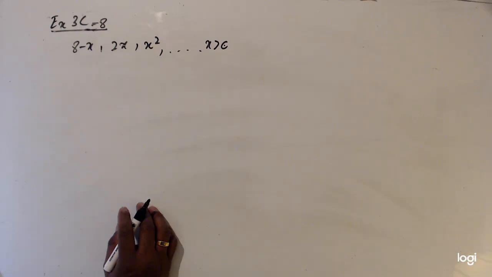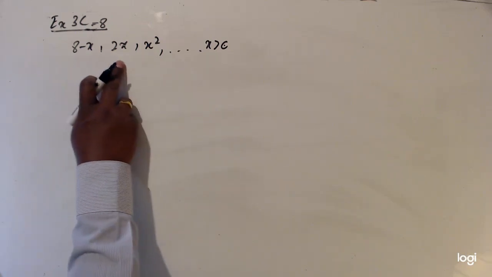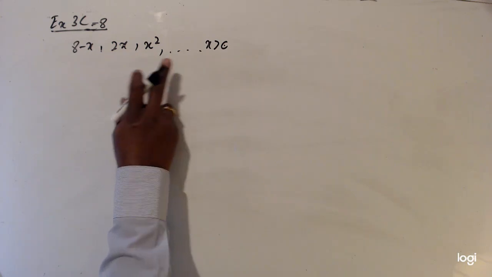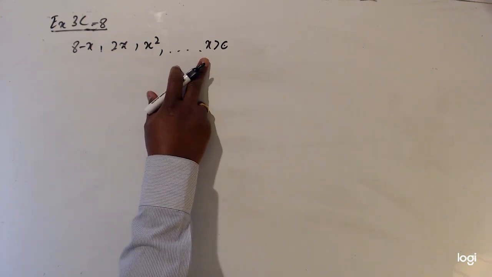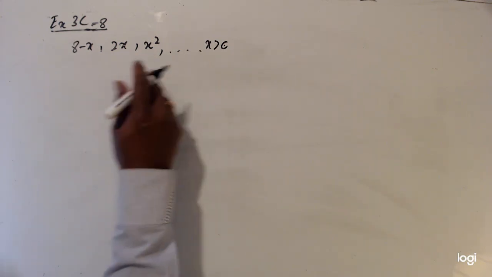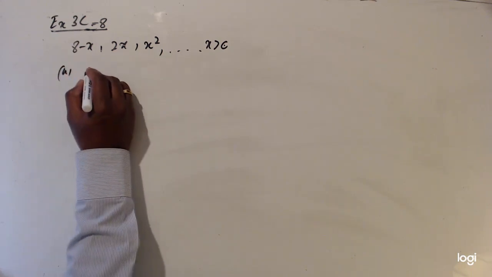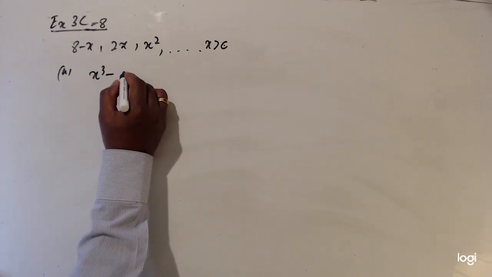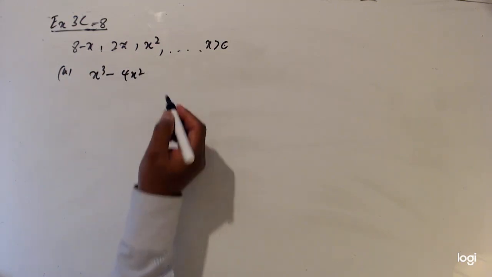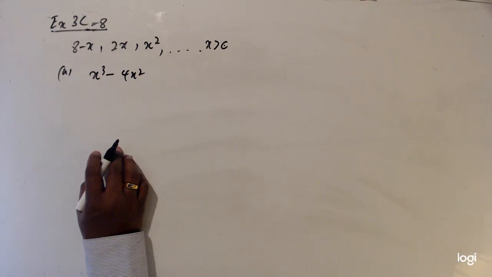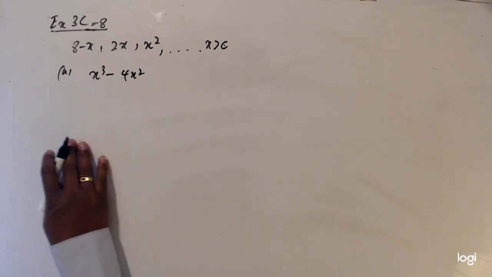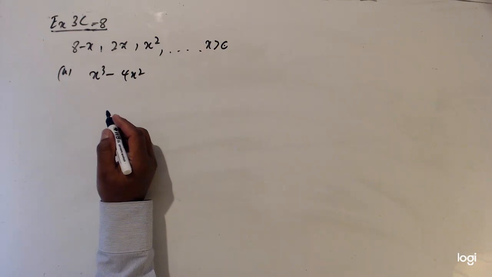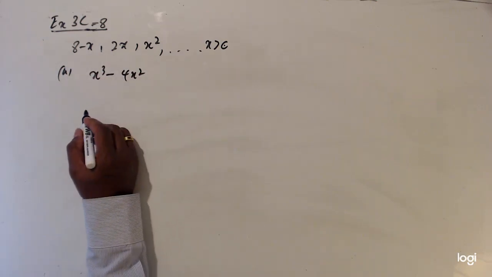Let's discuss question number 8. The first, second and third terms are given, and also given x greater than 0. The first thing is we want to show that an equation exists like this: x cube minus 4x square equals 0. So we have to build an equation when the first, second and third terms are given.